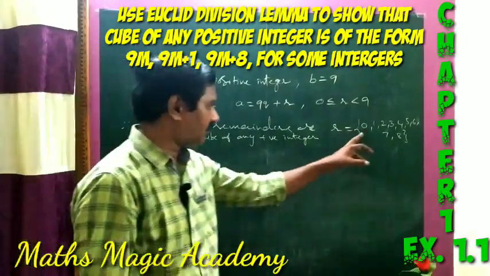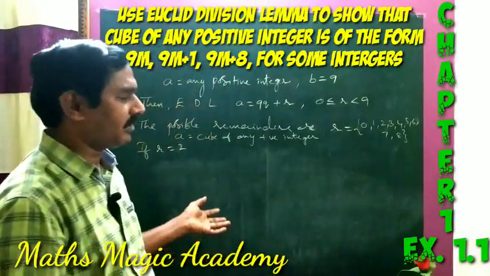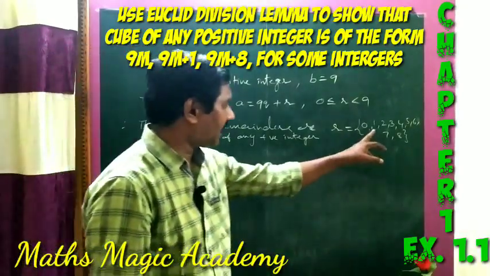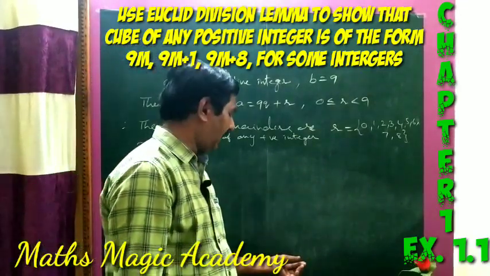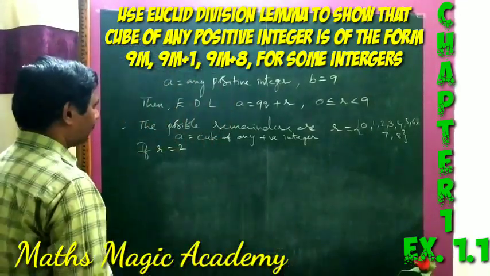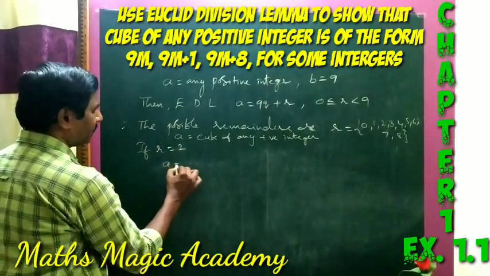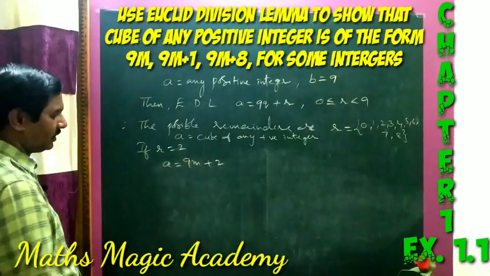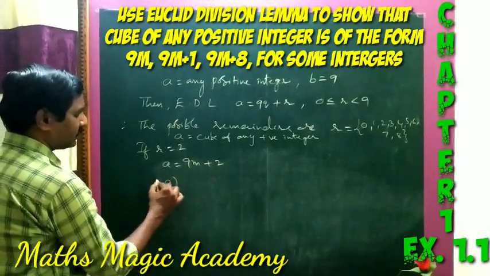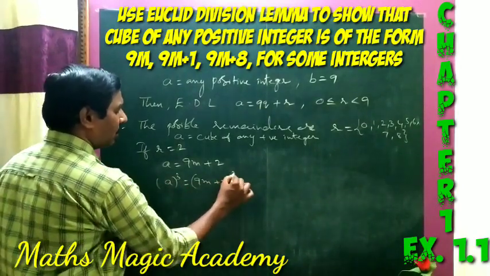So in the case of r equals 0, what did we get? It is simply in the form of 9p. When we took r equals 1, it came 9p plus 1. Now we will check r equals 2. What will happen? If r equals 2, then a equals 9m plus 2. Now if you cube on both sides, a cube is (9m plus 2) whole cube.